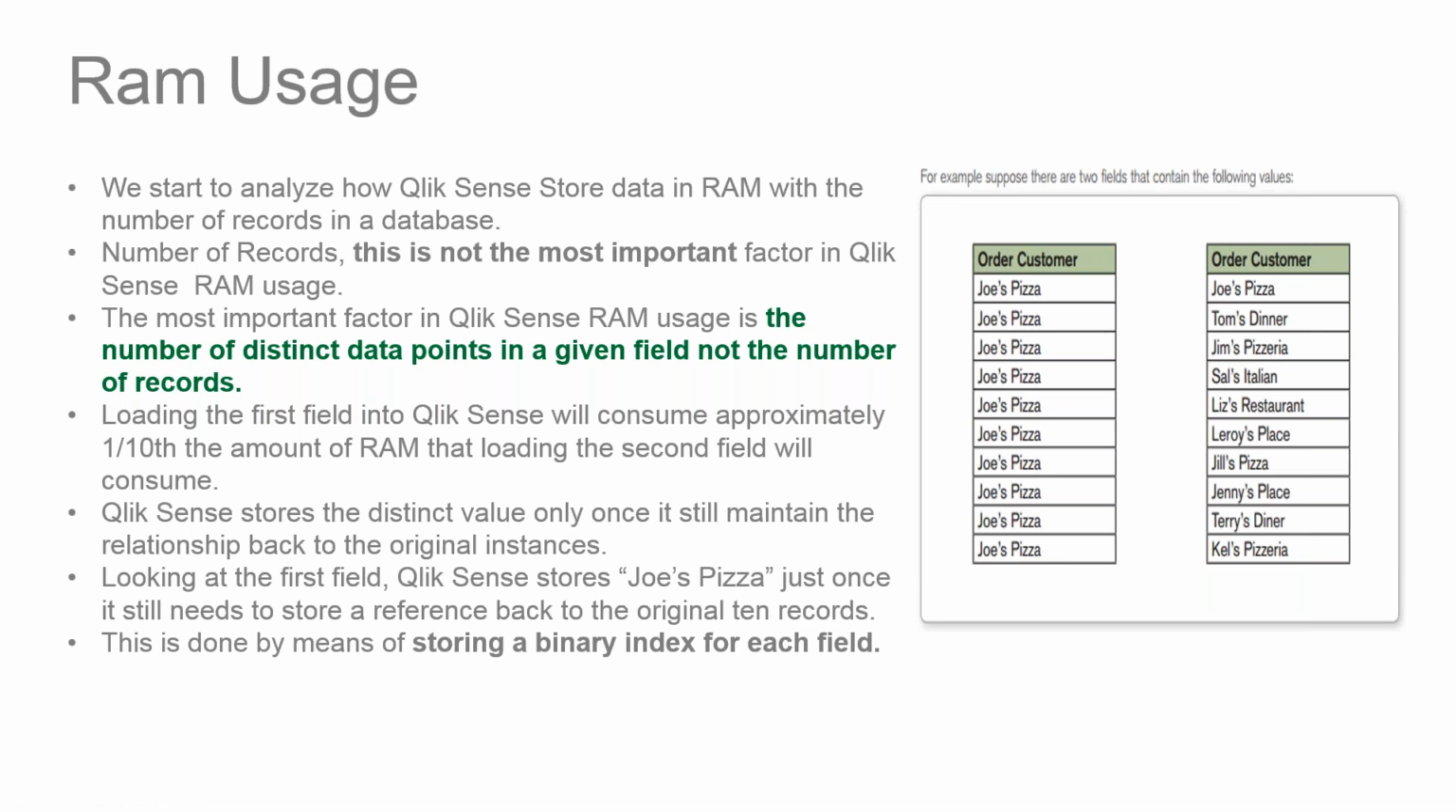Loading the first field into Qlik Sense will consume approximately 1/10 of the RAM that loading the second field will consume. Every time you load a field, because it is trying to compress, it looks at the distinct data points for each field. If you have multiple fields, it counts distinct data points for each and creates a binary index for each field. That's the reason it is able to compress your data to such a high level. 90% compression happens.